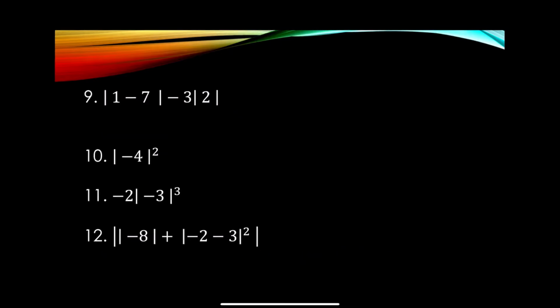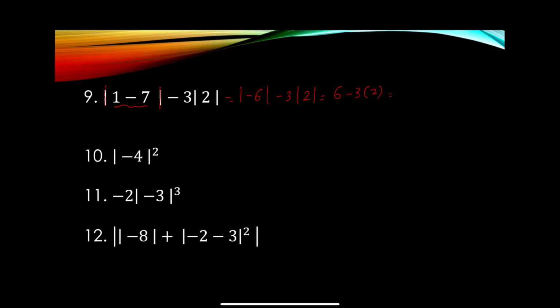Example number 9. The absolute value of 1 minus 7 minus 3 times the absolute value of 2. Now, what is inside the absolute value is 1 minus 7. We know that 1 minus 7 is equal to negative 6. Minus 3 times the absolute value of 2. What's the absolute value of negative 6? It's 6. Minus 3 times the absolute value of 2 is 2.